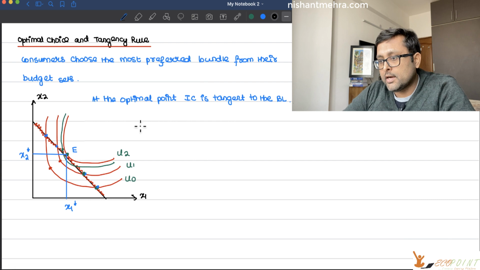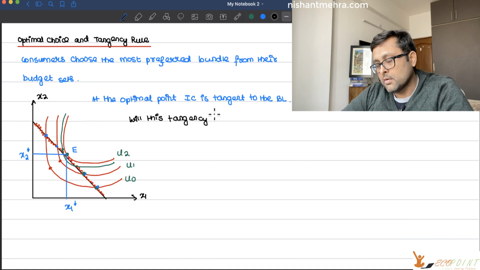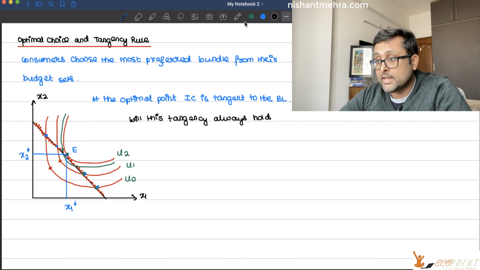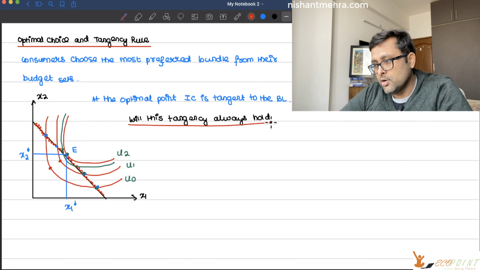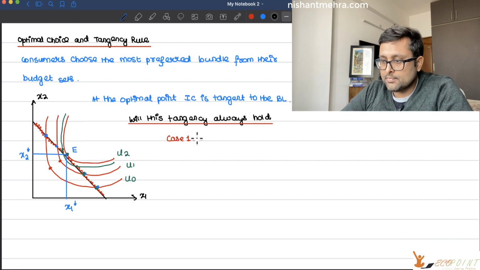So the question is, will this tangency always hold? No, not necessary. Not necessary. So you might have one case of kinky preferences.